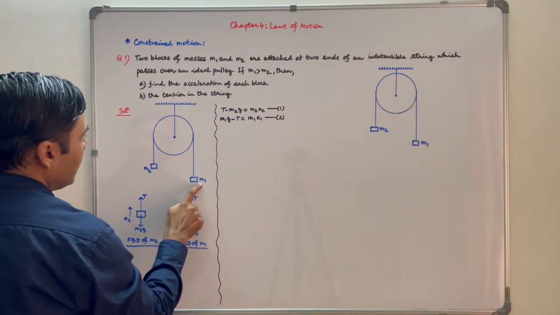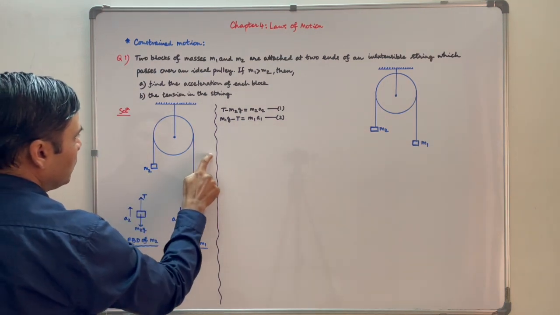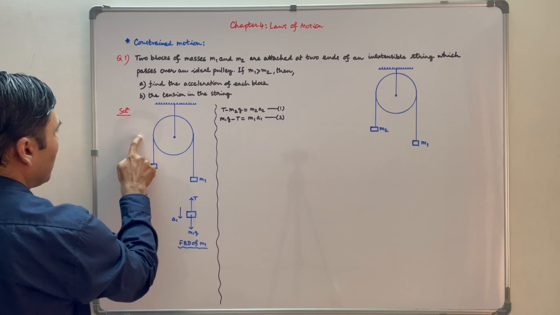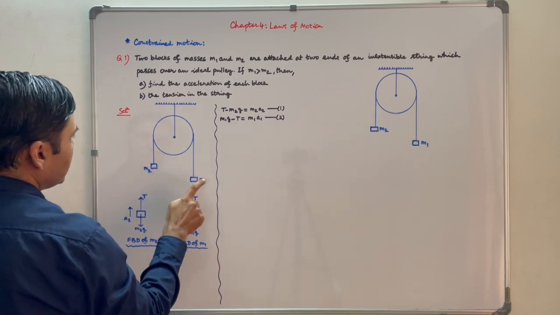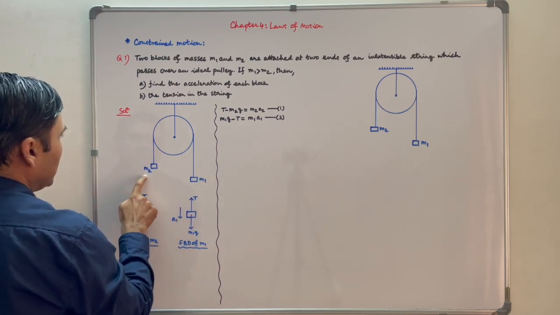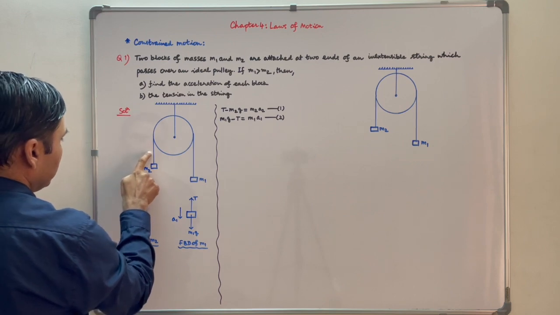It is given that m1 is greater than m2. So m1 will come down and m2 will go up. Consider their accelerations are a1 and a2 respectively. Tension in the string is T.